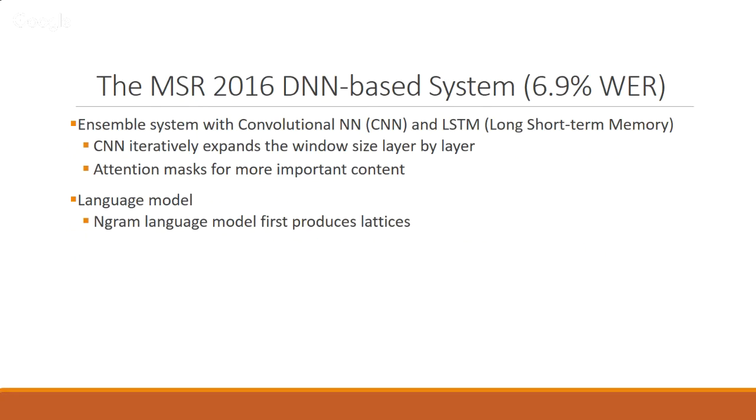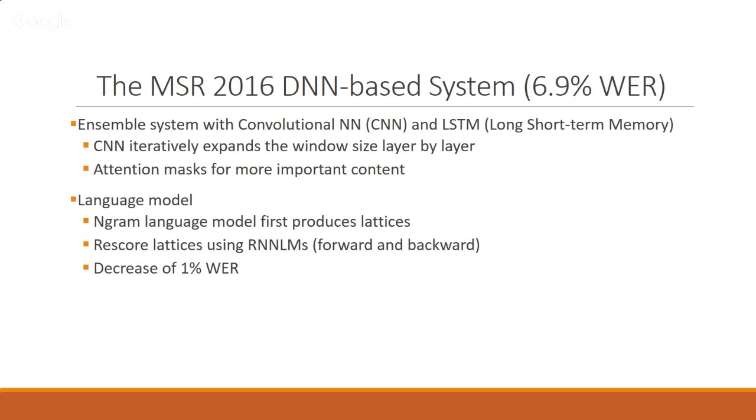The language model is an n-gram model, and it first produces these lattices, and then RNNLMs rescore these lattices. So there's basically forward and backward RNNLM that does the rescoring. Again, there is a paper on this, which I should cite, which will have all the details of the exact architecture and experiments. So this is the same language model, and this caused a 1% word error rate difference.